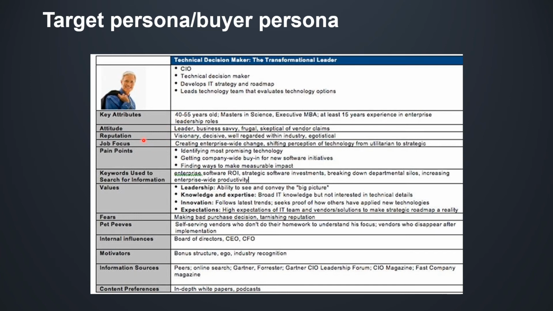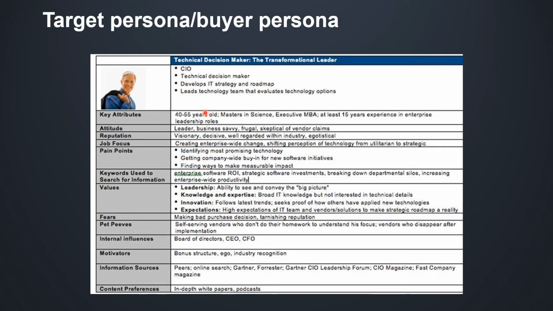Reputation, job focus, pain points, like what kind of pain points this target persona might be having. And one of the pain points here is identifying the most promising technology, right? And what kind of keywords this target persona might be using, like enterprise software, strategic software investment, increasing enterprise-wide productivity. Now, this type of information is extremely valuable, not just for you to create new content, but also in terms of advertising. So this is just an example of that target persona.